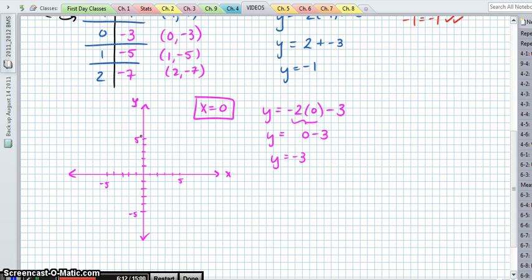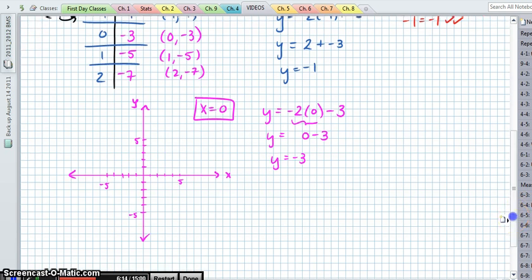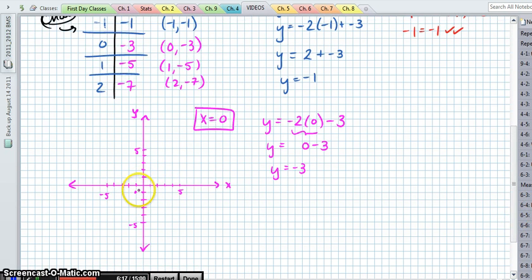Okay, so you can do the same thing. Let me see, what point did I have first? Negative 1, negative 1, 0, negative 3, 1, negative 5, 2, negative 7. And as you can see, everything lines up really, really well. And you do want to extend your line. Make sure it has arrows on either end.